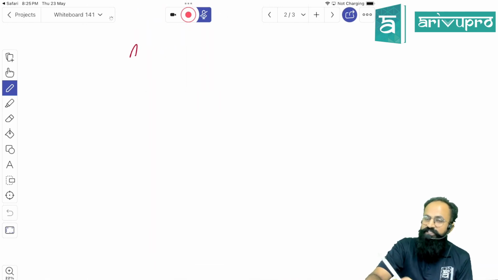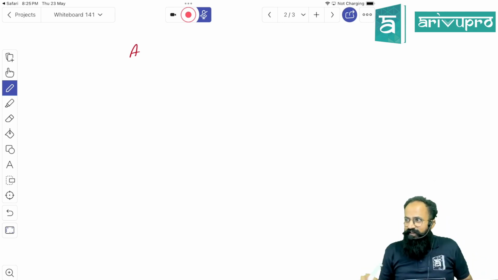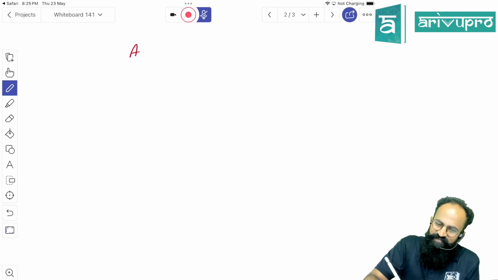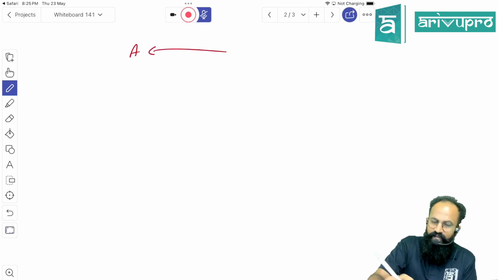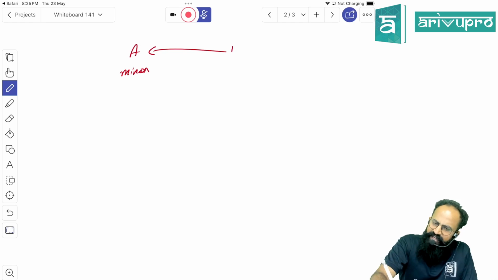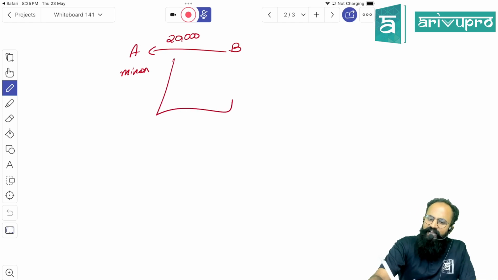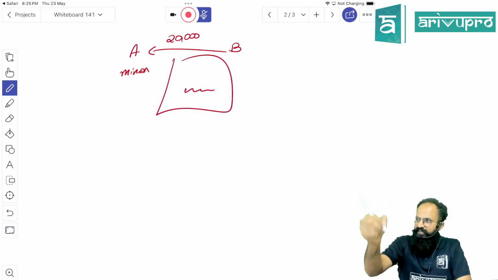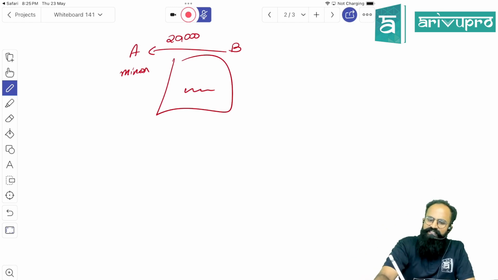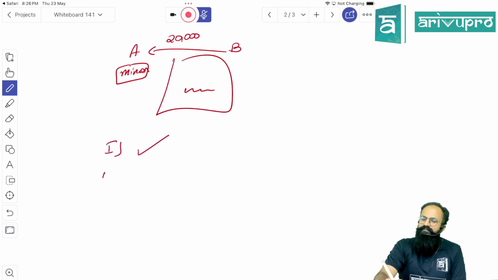One day there was a person called A. Brain should work, give work to your brains. Imagine A is a minor. Now A went to B and borrowed 20,000 rupees. On the paper he agreed, I will repay also. His name, everything he has written. But later on we got to know that A is a minor. Now the question is, can B recover this money from A or not? Sure? 100%? Okay, good.